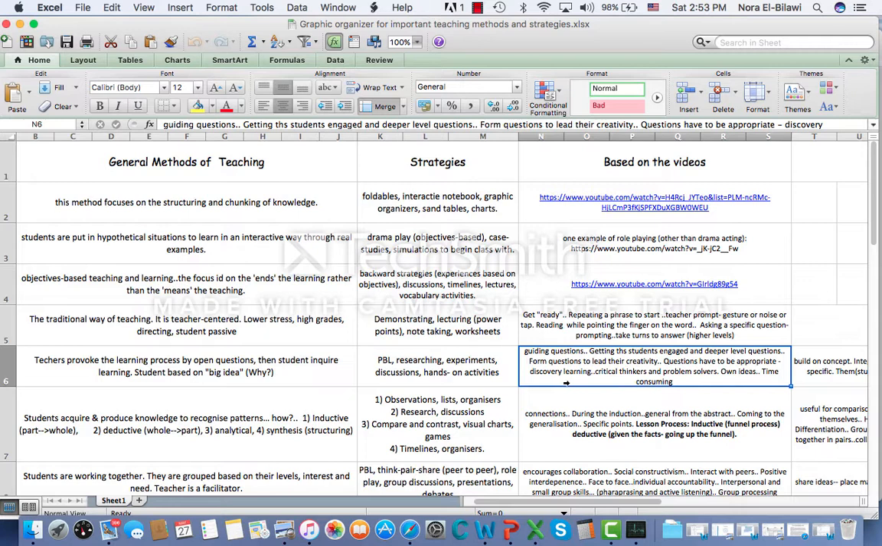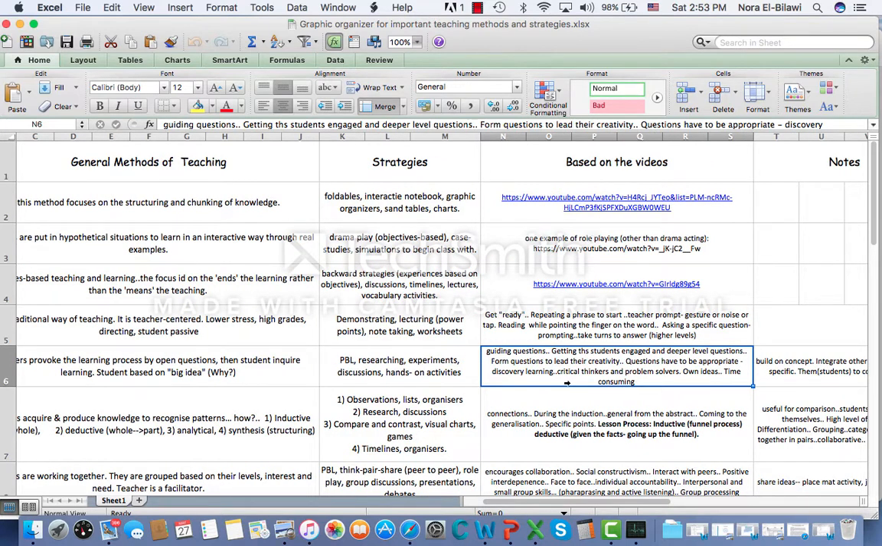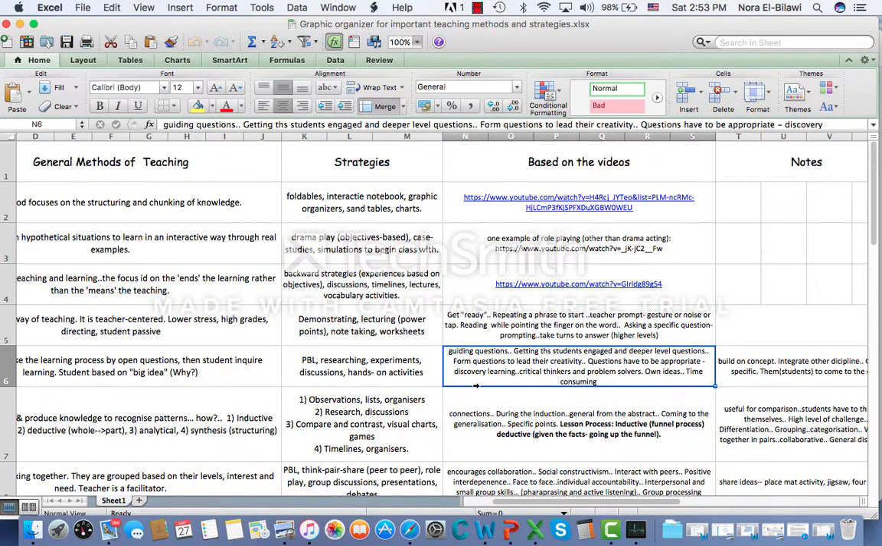Questions have to be appropriate and discovery based, problem based. It is usually time consuming to design such a method with its strategies and activities, but usually all of the planning needs to be done before the lesson. Once the lesson starts, the students are doing everything else, and you gave them all the resources and guidance beforehand, and you let them explore on their own.